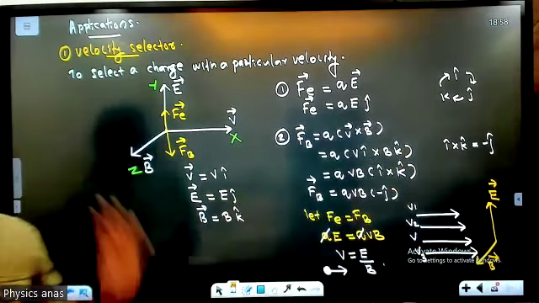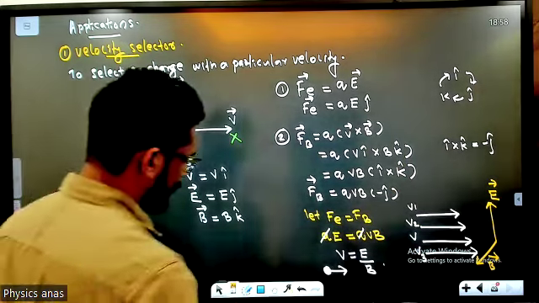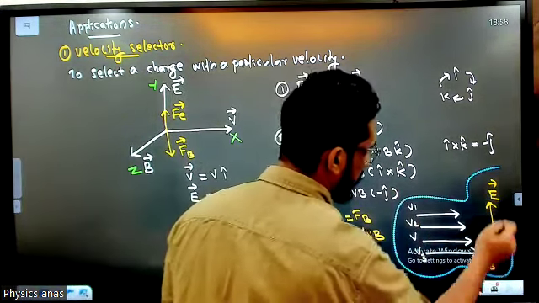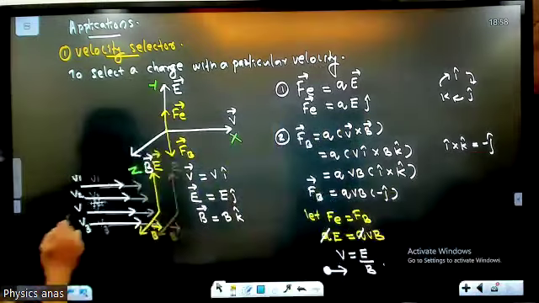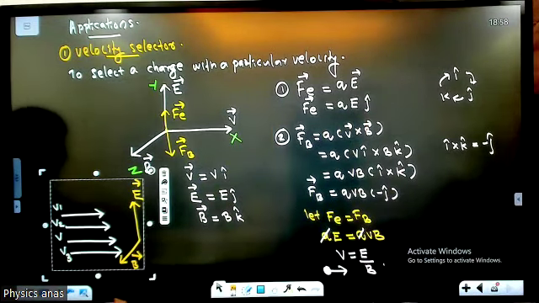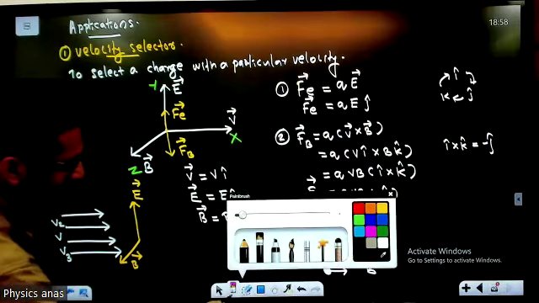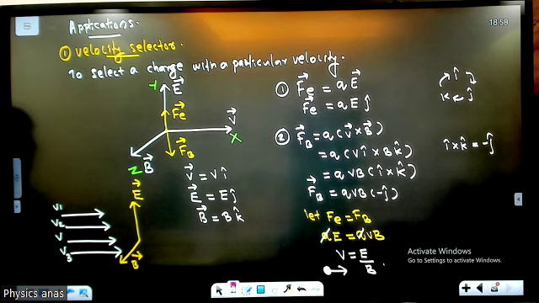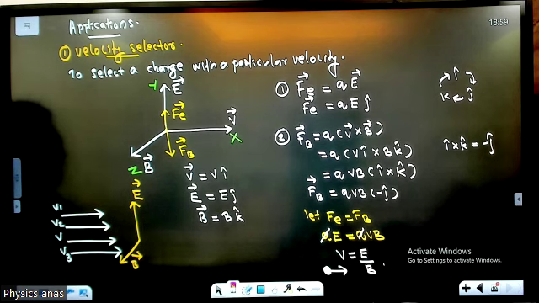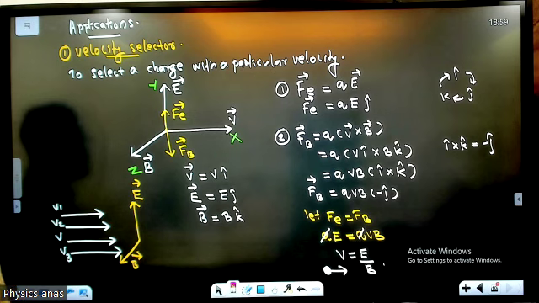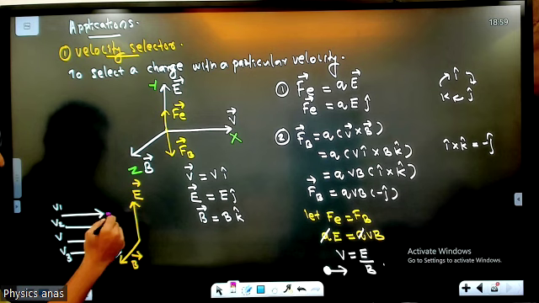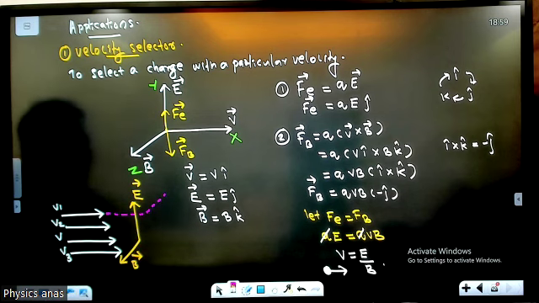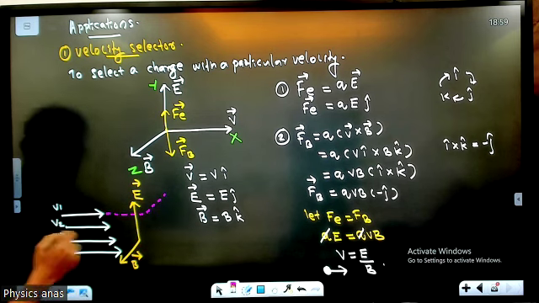What will happen to the charges? The charge V1, it is a charge having a velocity. It is entering an electric field and magnetic field. What will happen to it? There will be a force acting on it. Due to that force, it will deviate.